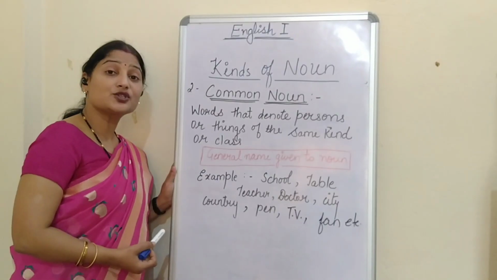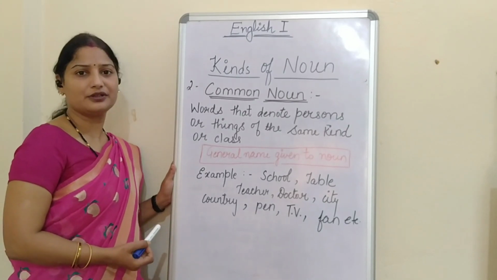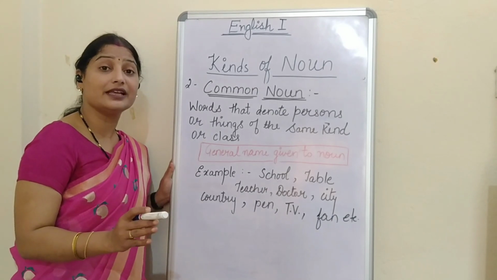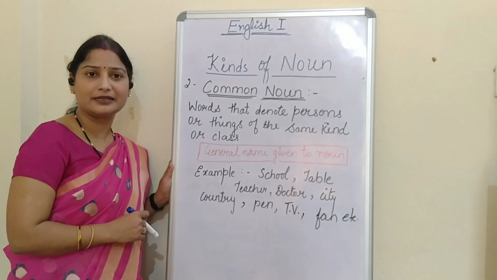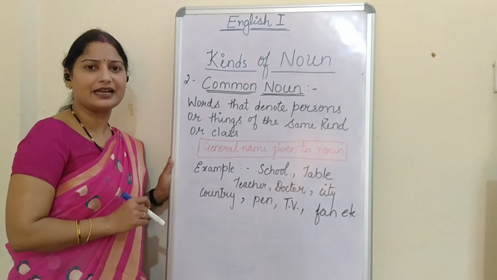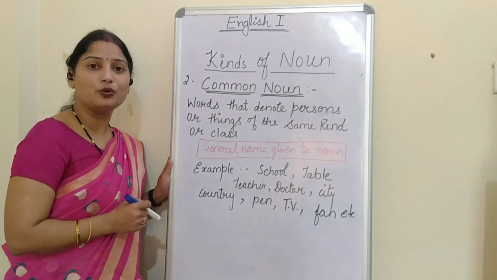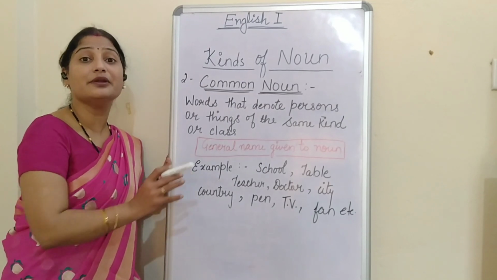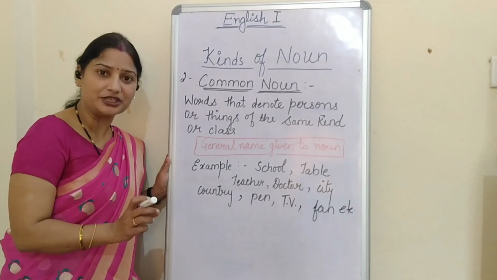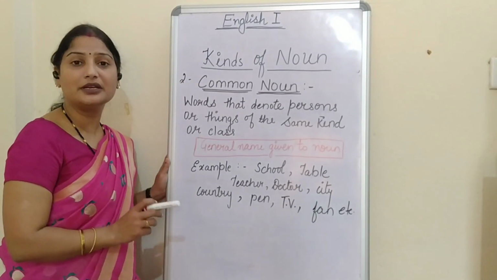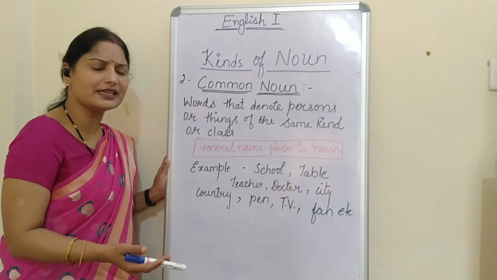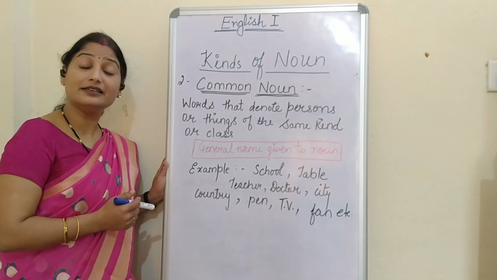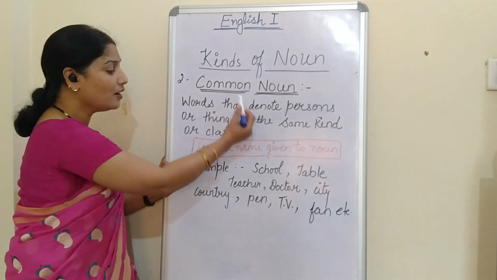Now here, school is a common noun. See, there can be many schools, or we can say there are many schools in our city. If we say that St. Mary is a school, then specifically I am talking about St. Mary. And in this situation, St. Mary will be a proper noun. But if I say that there are many schools in this city, then I am talking about a common noun, and that is school.